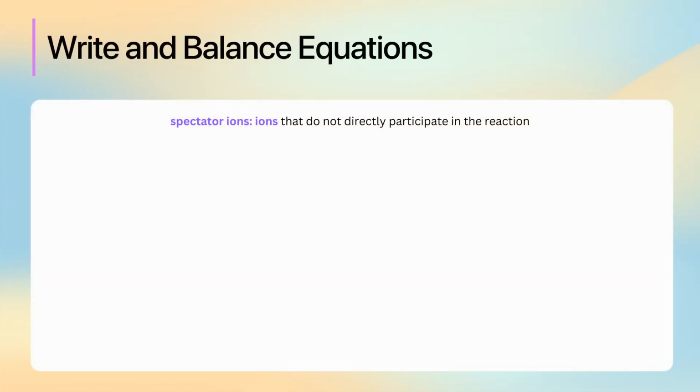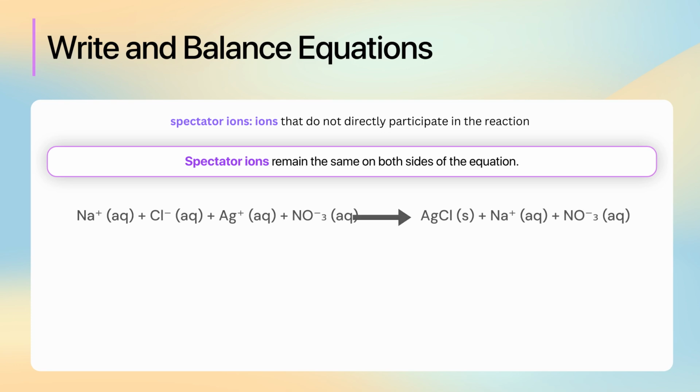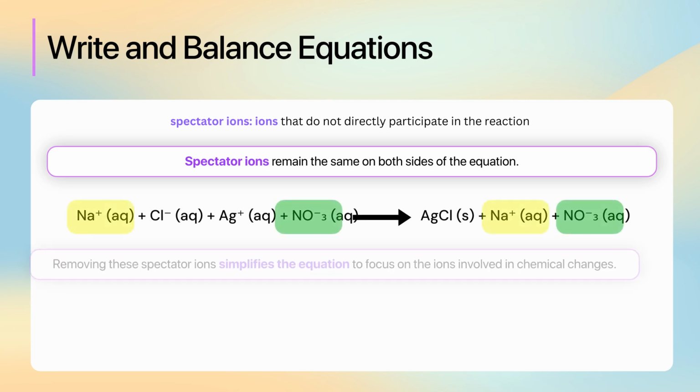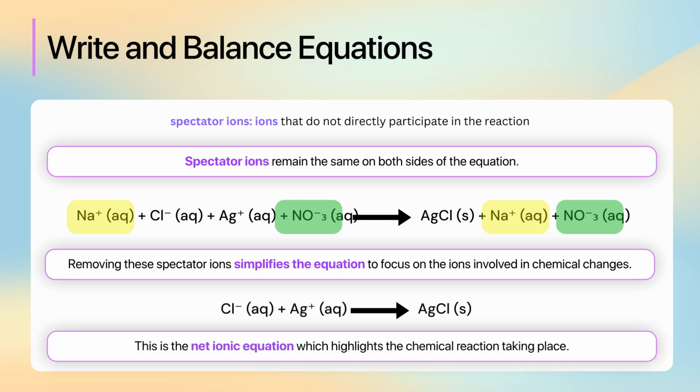Spectator ions are ions that do not participate directly in the reaction. They appear unchanged on both sides of the equation. In our example, the sodium ions and nitrate ions are spectator ions. Removing them simplifies the equation to focus on the ions involved in the chemical change. This is the net ionic equation, highlighting the actual chemical reaction taking place.